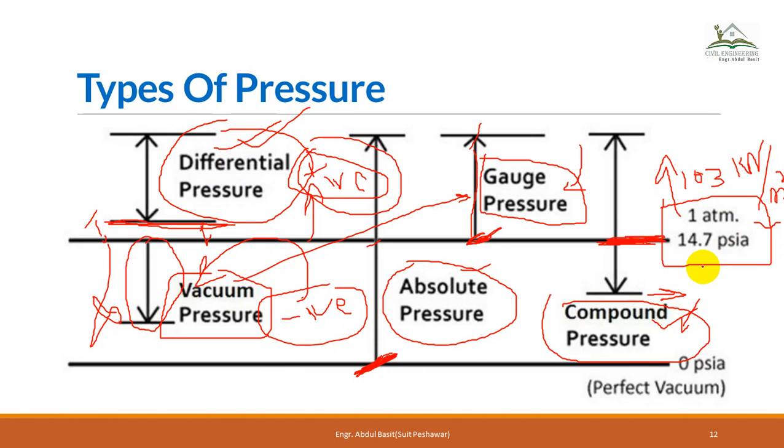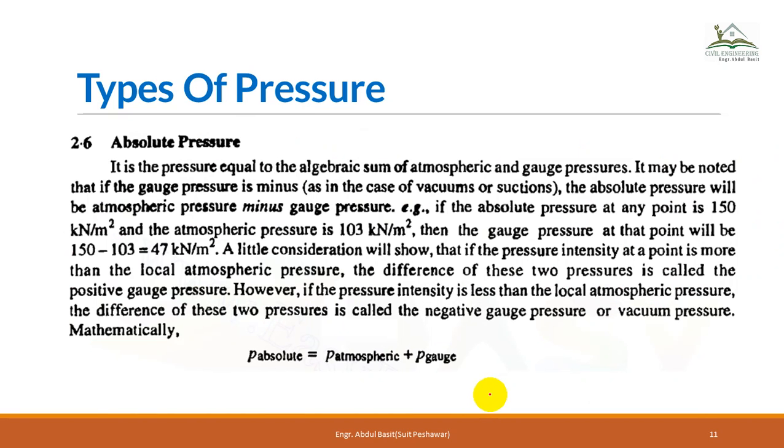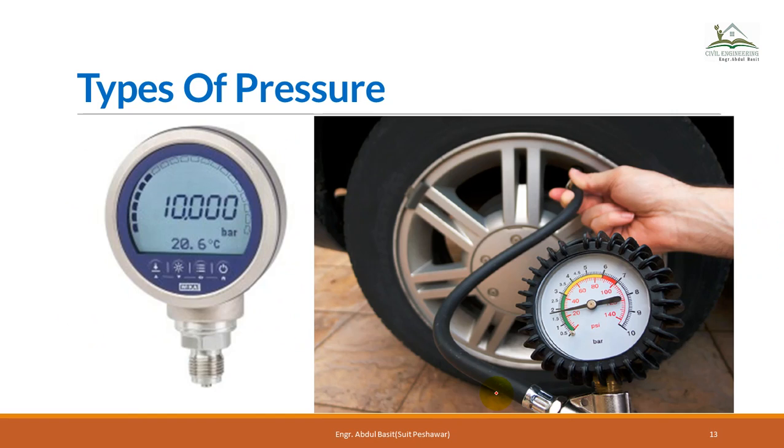So you can say that compound pressure and differential pressure differ in the datum surface: this datum surface is below atmospheric pressure and this one is above atmospheric pressure, but it shouldn't be equal to absolute zero or atmospheric pressure. And in gauge pressure and absolute pressure, the difference is that gauge pressure is measured relative to atmospheric pressure, and absolute pressure is measured relative to absolute zero. So this is the whole story written over here. You can go through it as well.